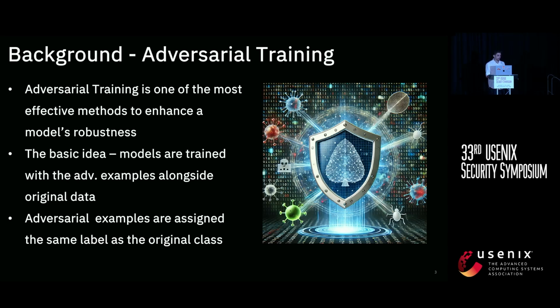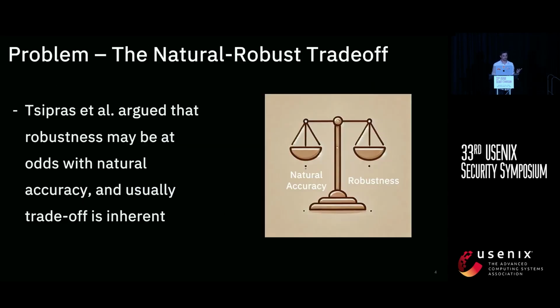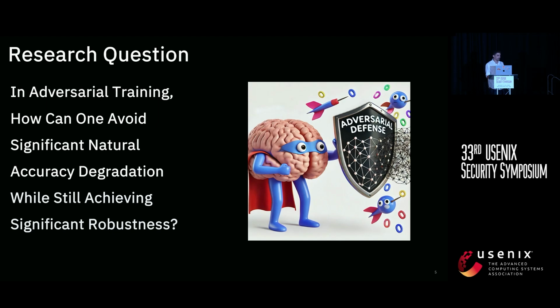Usually when adversarial training happens, the adversarial examples are assigned the same label as the original class. For example, if you have an adversarial cat, it will get the label of a cat, and so on. So what's the problem? The problem is the natural-robust accuracy trade-off. Tsipras et al. previously argued that robustness may be at odds with natural accuracy, and usually the trade-off is inherent. Or in other words, when you try to learn a robust model, the model will lose part of its original accuracy. And this is not very good for real-time and commercial usage.